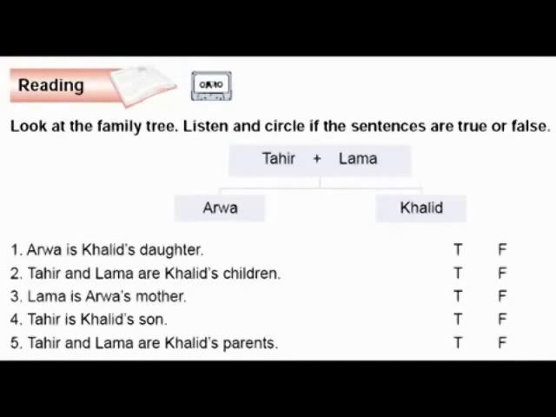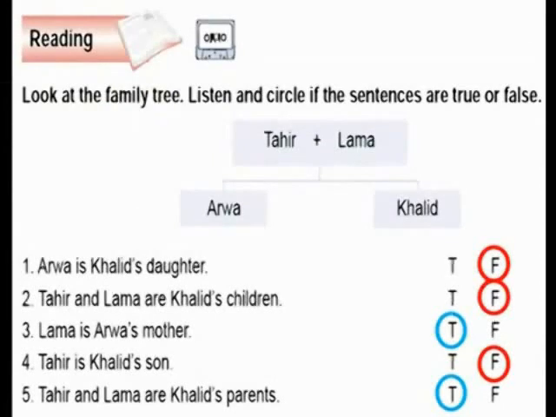Parents. One. Arwa is Khalid's daughter. Two. Bahir and Lama are Khalid's children. Three. Lama is Arwa's mother. Four. Bahir is Khalid's son. Five. Bahir and Lama are Khalid's parents.